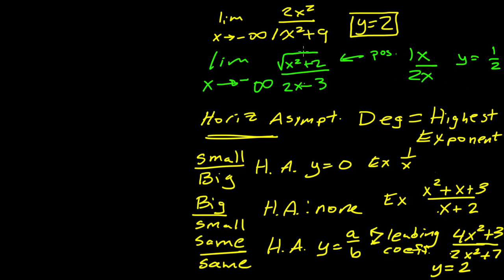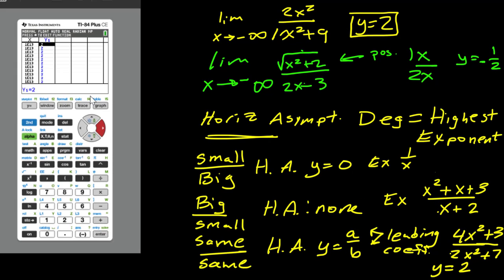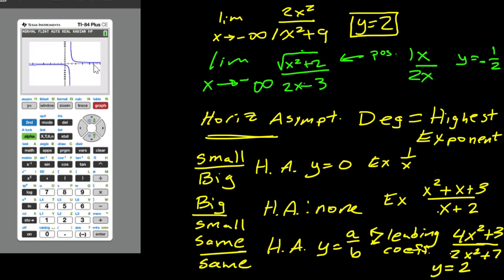If I go to negative infinity, the top is always going to be positive, but if I put negative infinity on the bottom, it's going to be negative. This function would actually have 2 asymptotes. If I pull up my calculator again and go to y equals, on the top I have the square root of x squared plus 2, and on the bottom I have 2x minus 3. I look at the graph, and on the left side and the right side it does appear that I have horizontal asymptotes, but they are slightly different.